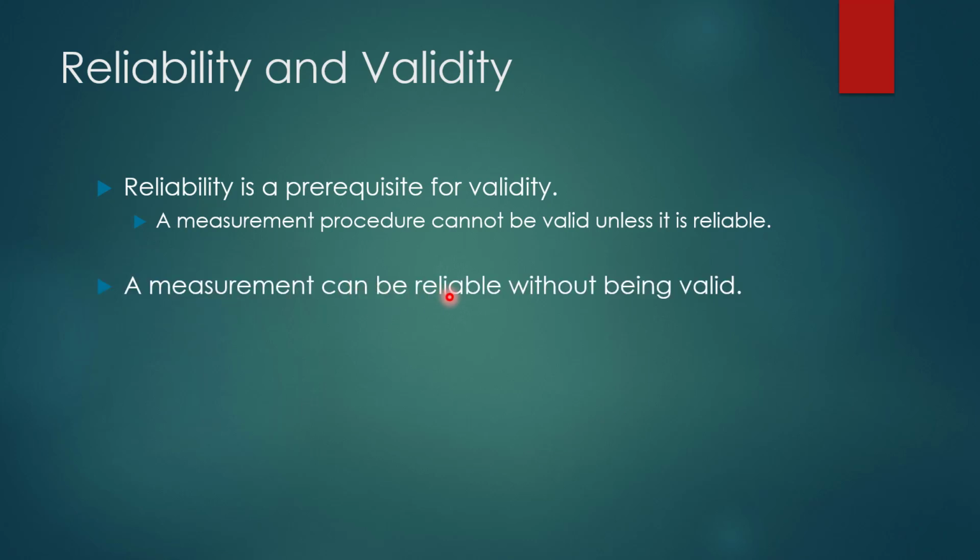Now, a measurement can be reliable without being valid. So you can have something that's consistent over time, but isn't really measuring what it's designed to measure. So the consistency of measurement is really no guarantee of validity.